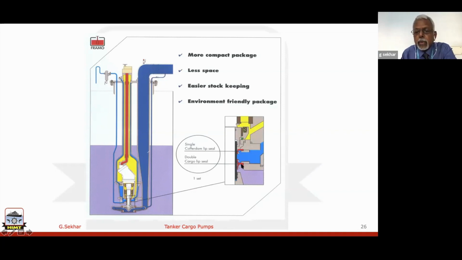But here, if you see right at this particular point, this is the shaft, and you have 2 seals here. This is the single seal. We call it the cofferdam seal, and these are all made out of Teflon. Now this entire thing, pipeline, shaft, and the pump impeller, everything is made out of stainless steel.